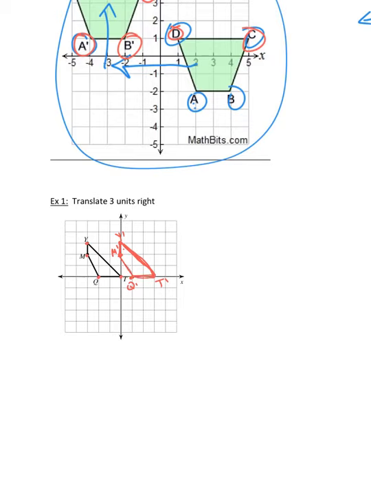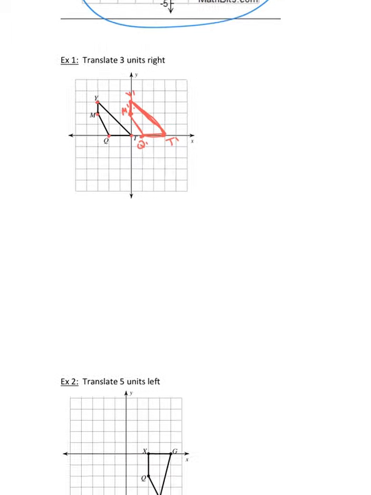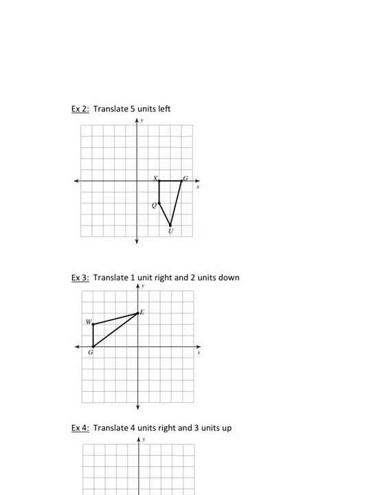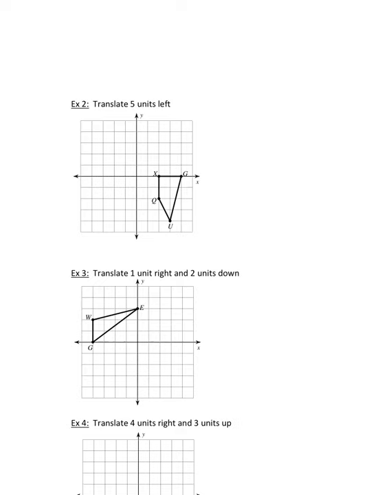Okay, so we'll look at example 2. Translate 5 units to the left. So I'm just going to count 5 to the left. It's really simple. So from X, I count 5 left. 1, 2, 3, 4, 5. X prime is going to end up here. G, I count 5 to the left. 1, 2, 3, 4, 5. G prime is going to end up there. Q, 5 to the left. 1, 2, 3, 4, 5 to the left is here. Q prime. U, 1, 2, 3, 4, 5. U prime is over here. And connect.